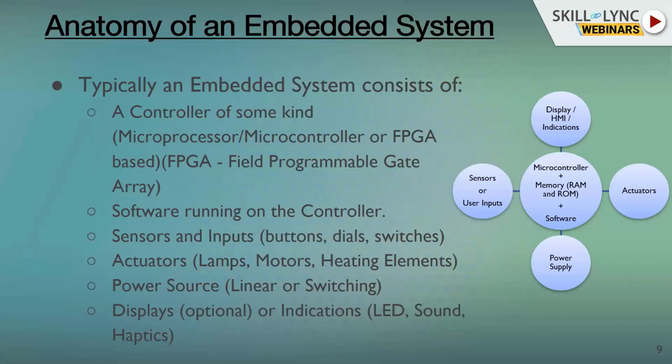And then obviously, once you have the input, you have to have something which you can actually actuate. So you could have lamps or motors or heating elements or other power conversion circuits to which your embedded system is sending a certain signal. And obviously you also would like to have some kind of an indication for the user. So that comes under display or HMI.